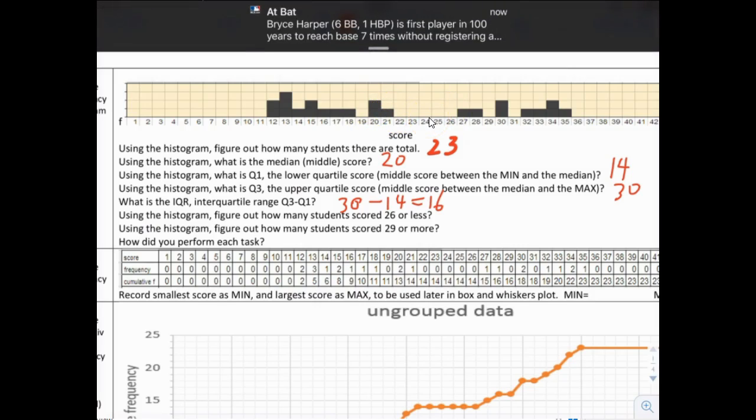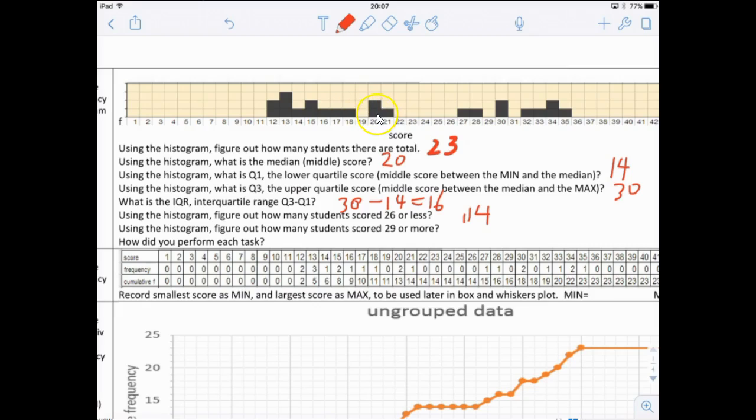I just counted the people that got 26 or below, that would be 12, 13, 14, and so that's 14 people that got less than 26, right? Using the histogram, figure out how many students scored 29 or more. So 29 or more, 29 is here, so that'd be 1, 2, 3, 4, 5, 6, 7. So that would be 7. Okay. Let me just erase this extra line here.